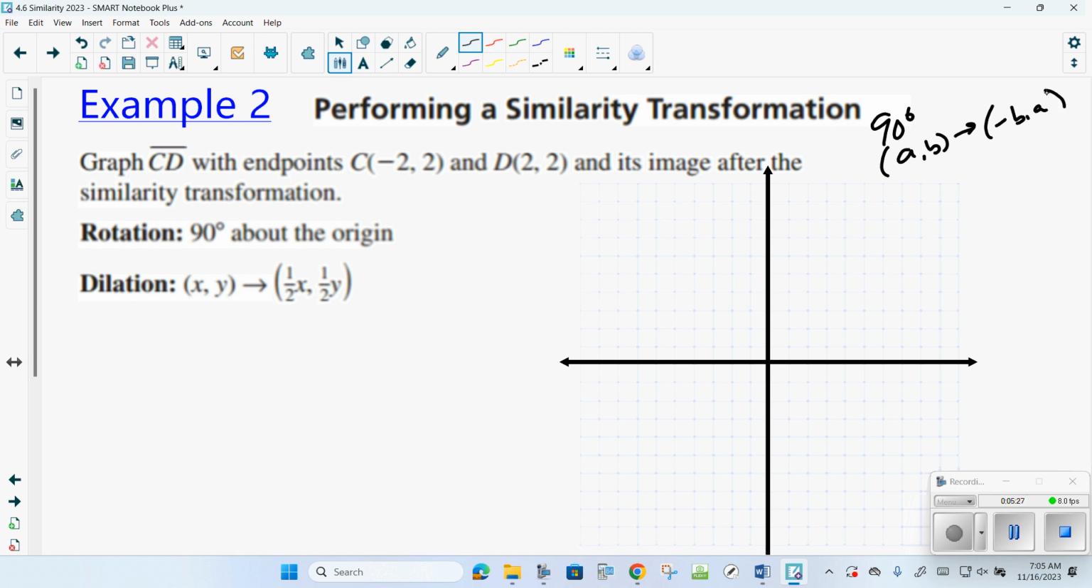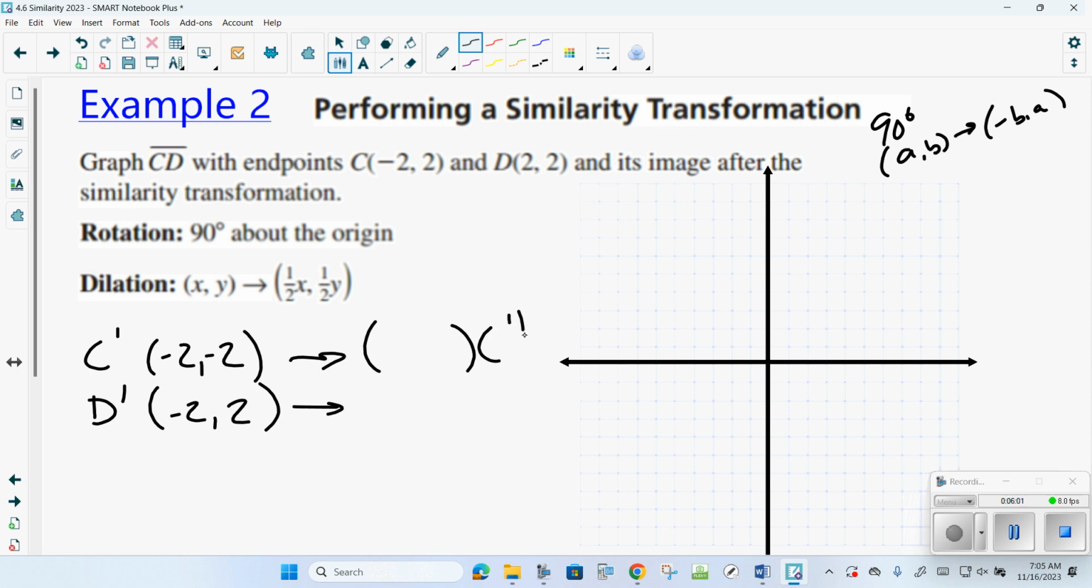So let's do this rotation to find C prime, D prime, using that rule. If (-2, 2), I switch the a and the b and make the b negative. So for C, I'm going to take the y and make it negative 2 and then keep the x the same. The next one, I'm going to switch the y and keep the b the same. And so there's my original point. Now, to do a dilation, I'm going to multiply this one by a half.